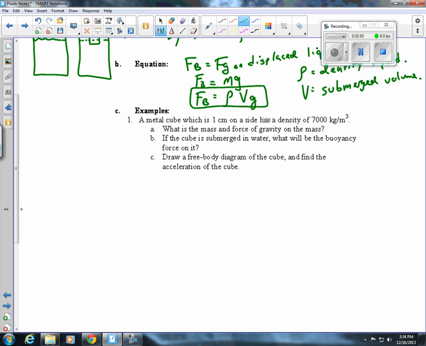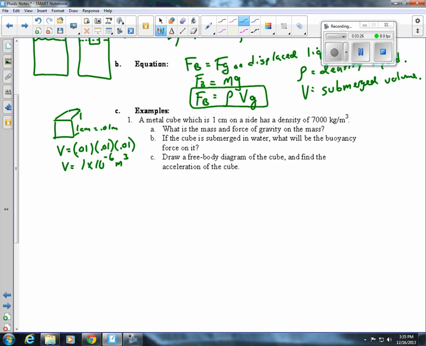So here's an example. A metal cube is 1 centimeter on a side and has a density of 7,000, and we want to know the mass and the force of gravity on it. So we're going to start out with this. We have this thing that's 1 centimeter on the side, which is 0.01 meters. Okay? And we're going to have to find the volume of it. So the volume is going to be 0.01 times 0.01 times 0.01, which is 1 times 10 to the minus 6 meters cubed.